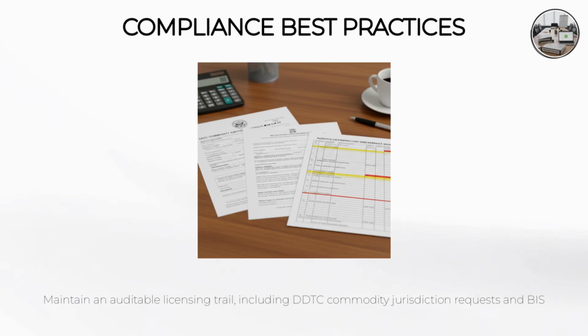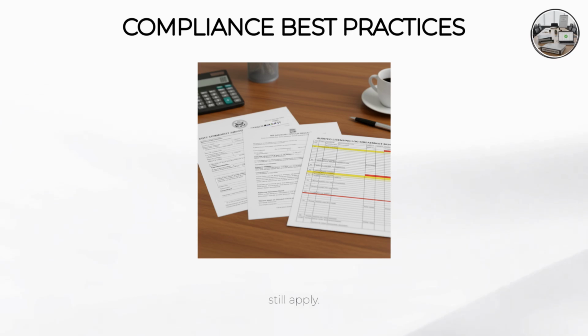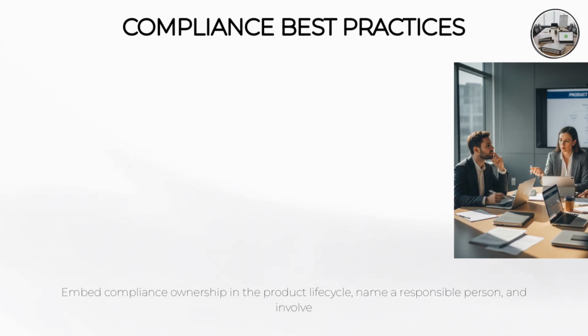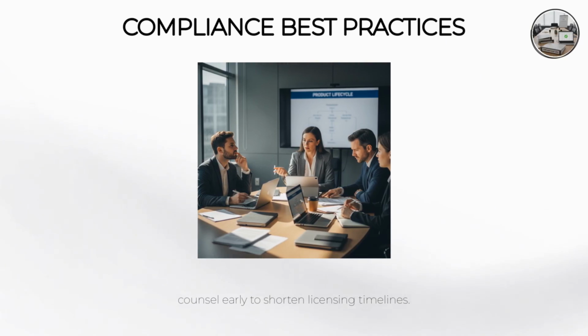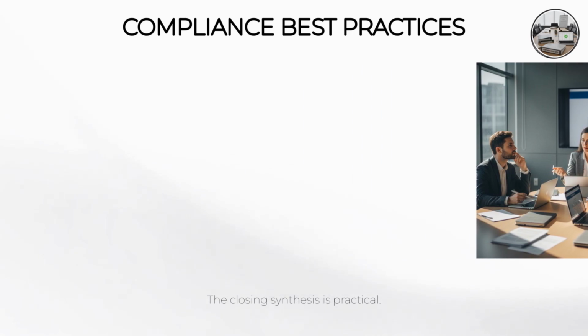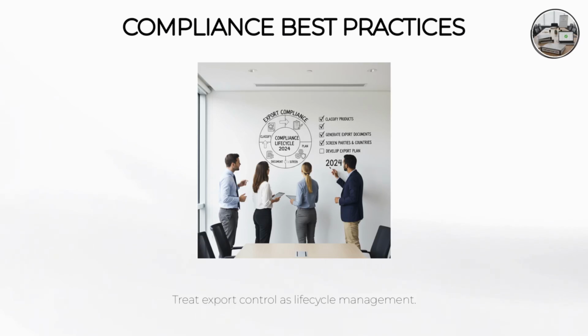Maintain an auditable licensing trail, including DDTC commodity jurisdiction requests and BIS advisory requests. Retain end-use statements and log diversion mitigation controls. When suppliers or customers change, reassess controls and avoid assuming prior approvals still apply. Embed compliance ownership in the product lifecycle, name a responsible person, and involve counsel early to shorten licensing timelines. The closing synthesis is practical. Treat export control as lifecycle management. Classify early, document everything, screen every counterparty, and build licensing lead times into your go-to-market plan.